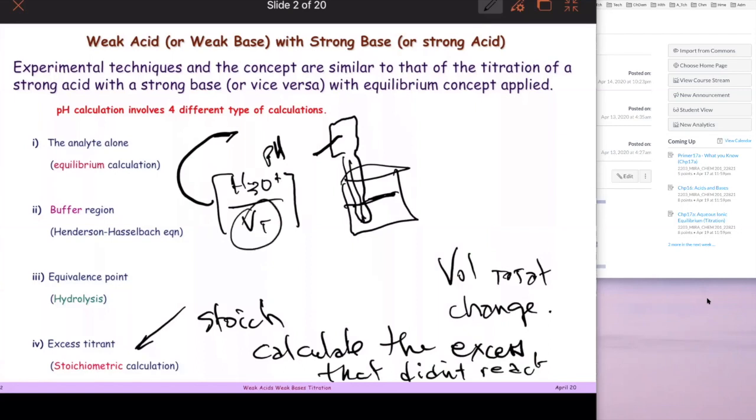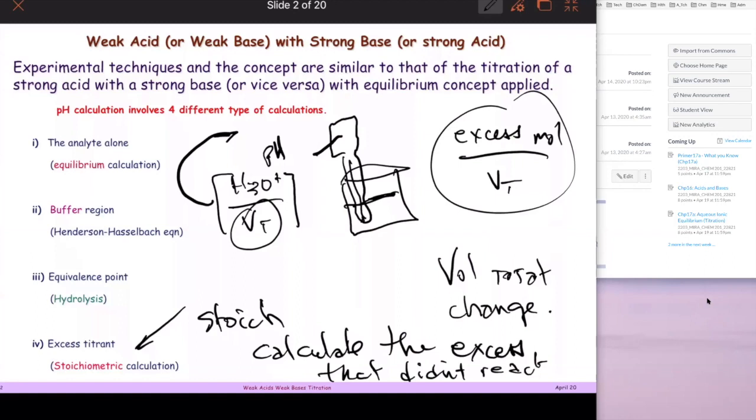So in the stoichiometry, you need to calculate the excess unreacted titrant over the total volume. And when you have that, you have the concentration of the titrant that you've added. Then all you have to do is take the negative log of that. I hope you guys are able to relate what I just said, because these are the exact calculations you are going to be doing in this type of situation.